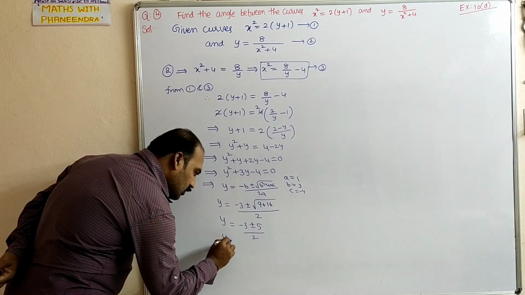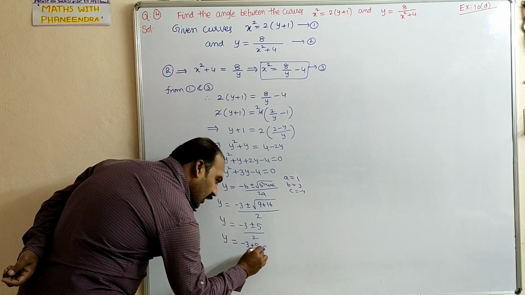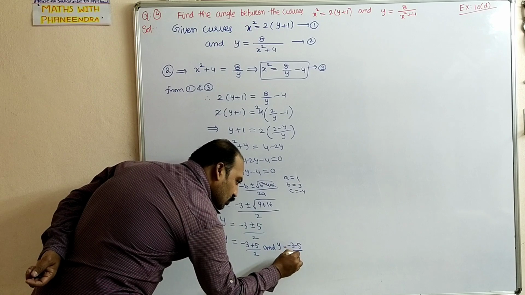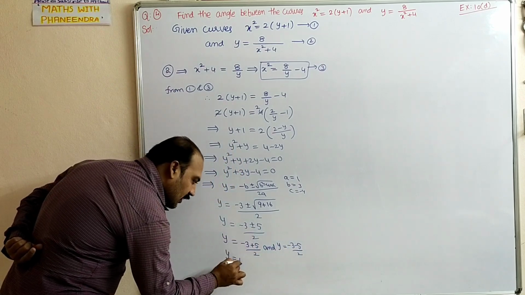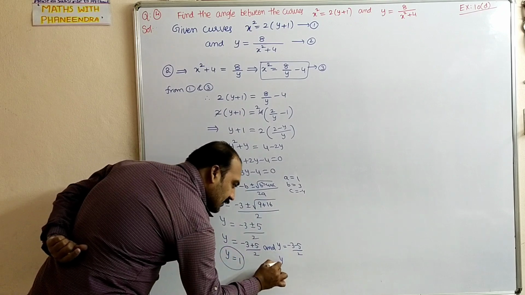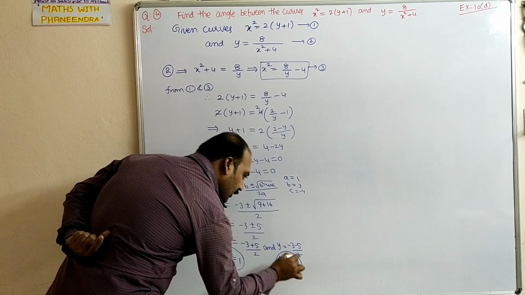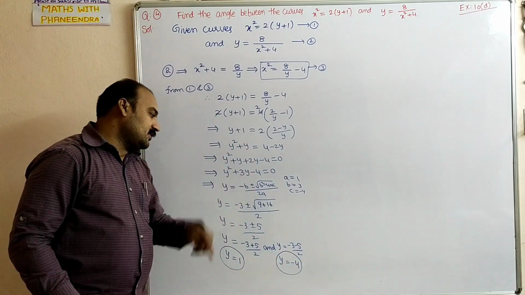So y equal to (-3 + 5)/2 and y is equal to (-3 - 5)/2. So y is equal to (-3 + 5) means 2, 2 by 2 is 1. So y is equal to (-3 - 5) is -8 by 2, which is -4. So these are the factors. Here also you can write 4 into 1 factors.